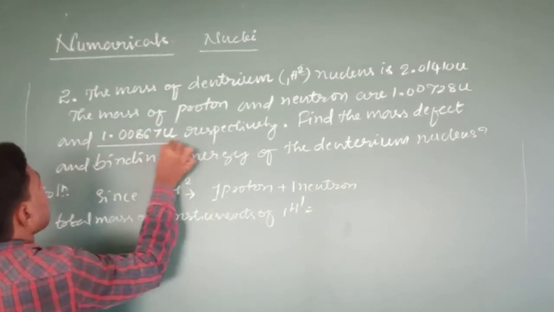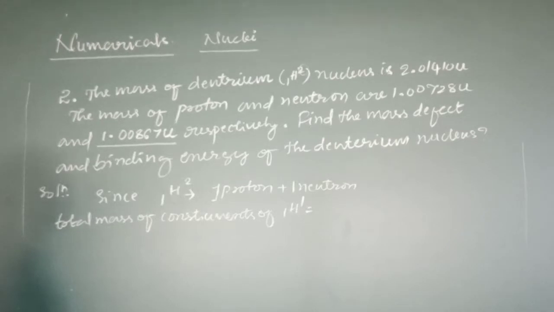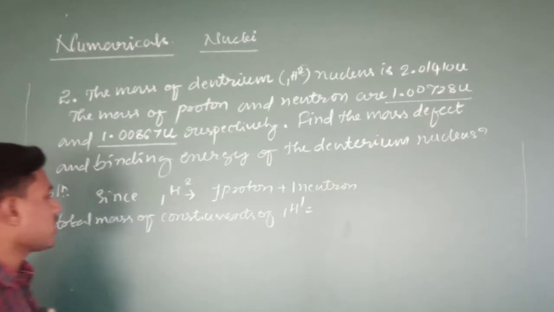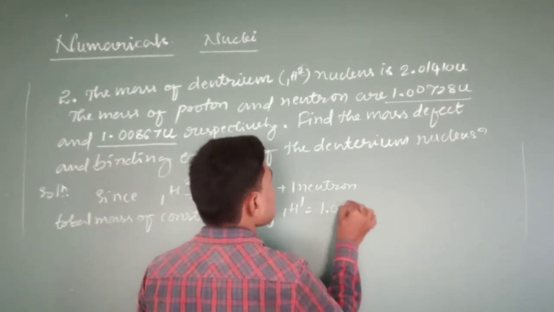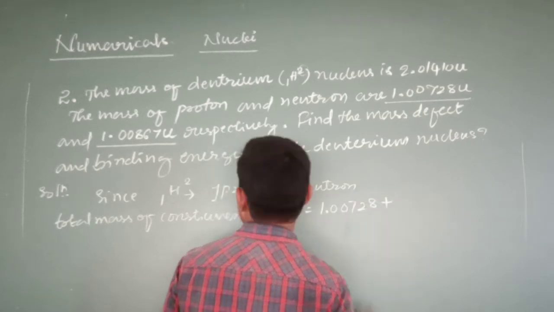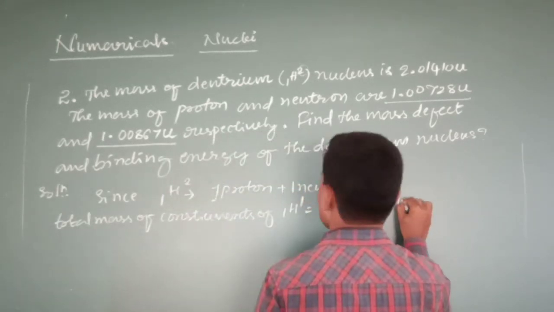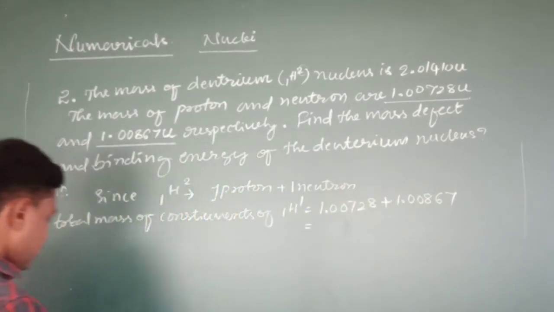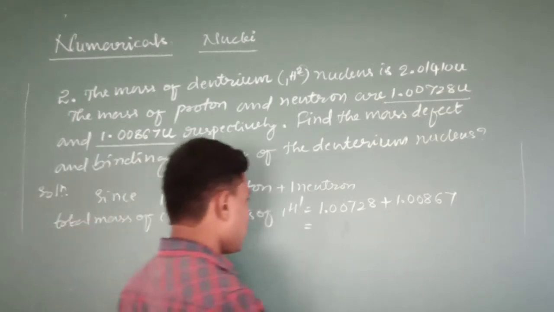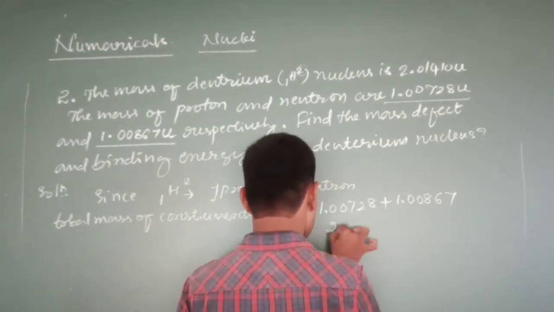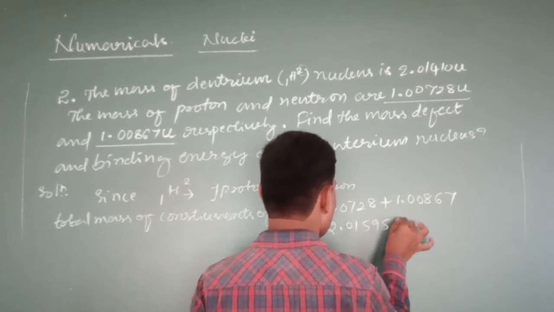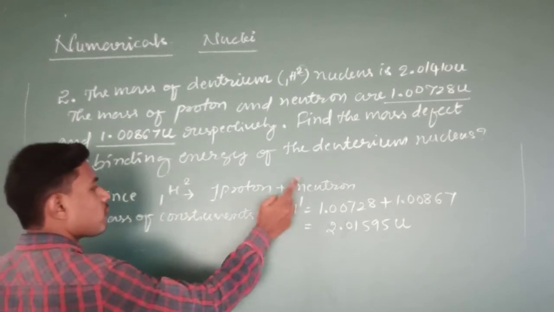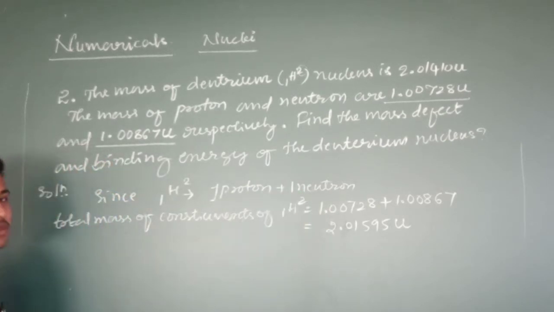So what is the mass of 1 proton? They have given, that is 1.00728 U. So therefore 1.00728 U plus 1 neutron, that is 1.00867 U. So if you add this, you will get the answer 2.01595 atomic mass unit. This is the total mass of the constituents of 1H2 deuterium nucleus.